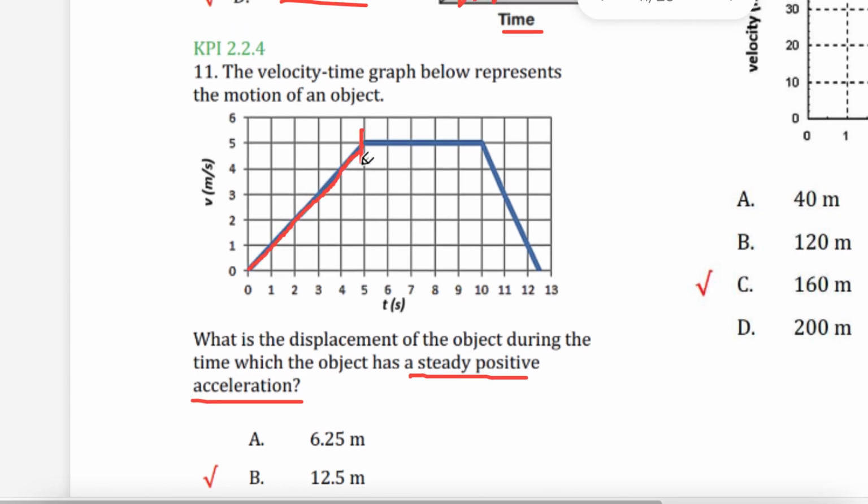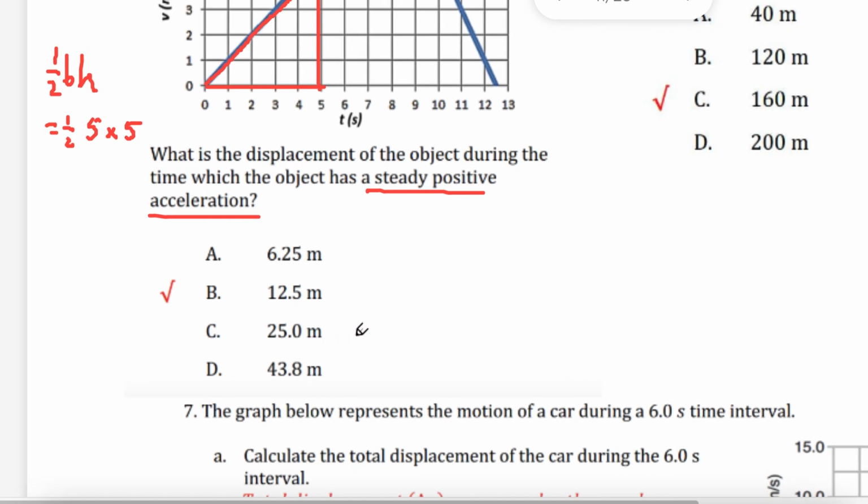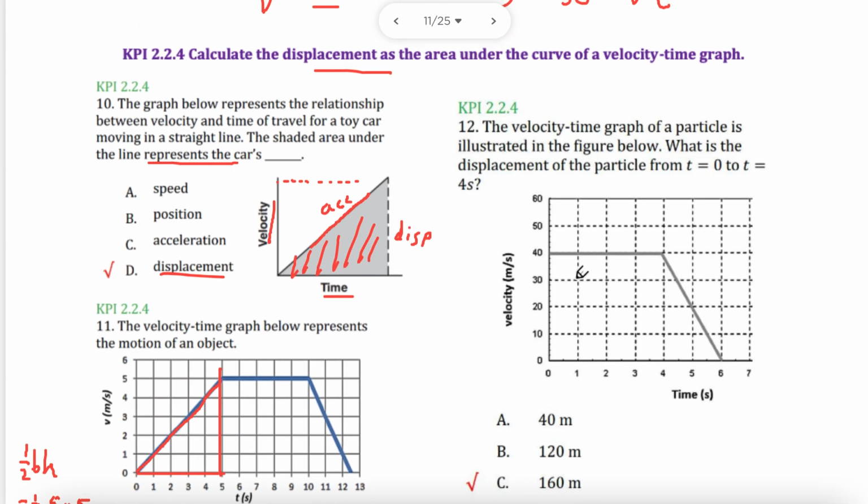That means I will take this triangle. I will do a half length times width or a half base times height. Call it whatever you like. It's the area of this section here, which is a triangle. A half times 5 times 5. 5 times 5 is 25. Half of that is 12.5. Very good. There's another multiple choice on this side.